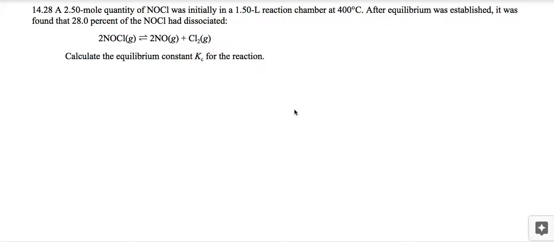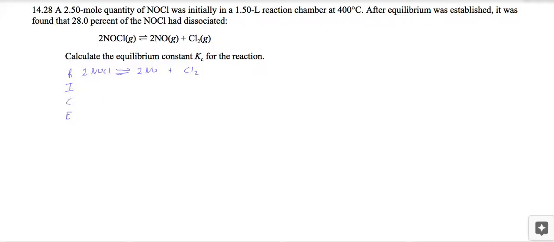We have our first use of an ice table here. We have moles of this NaOCl in a 1.5 liter chamber, and then we have 28% of it dissociating. So this is how we're going to set this problem up. Here is our RICE. All right, so there is our ice table.